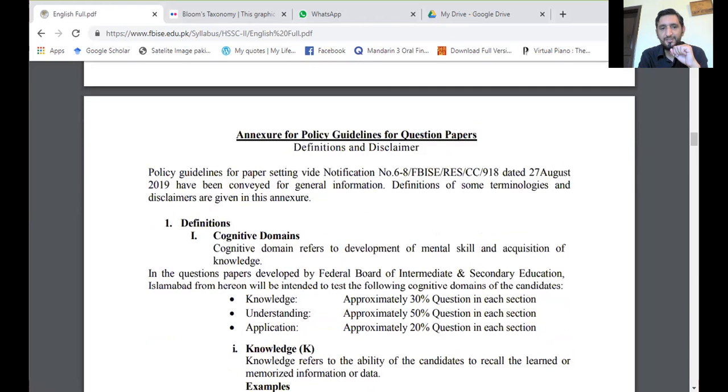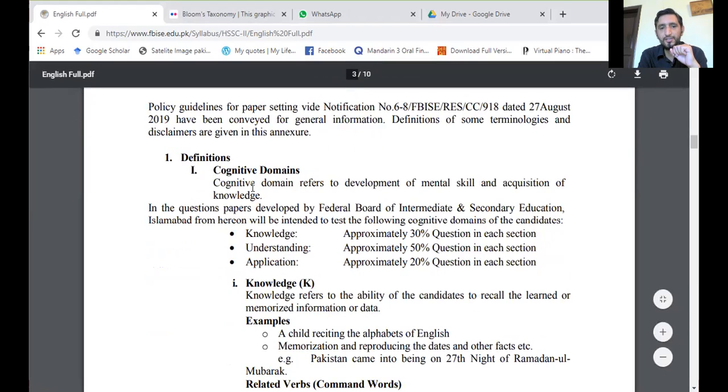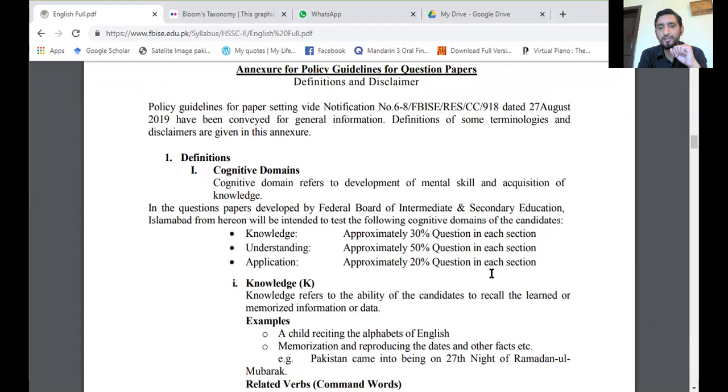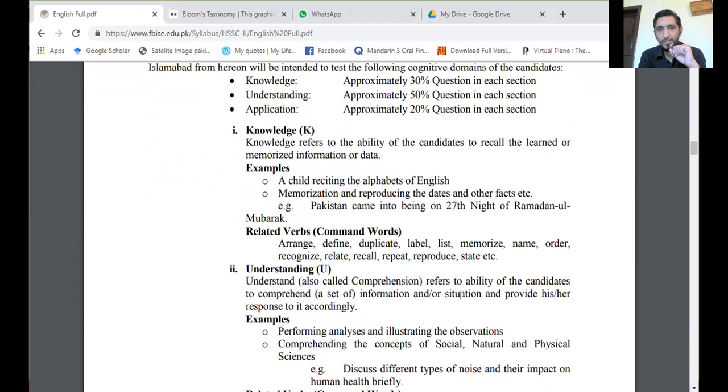So here are some definitions. Cognitive domains: knowledge, understanding, and application. These are called cognitive domains. The distribution is again given here. Knowledge is only 30%, just facts. Earlier it used to be 100%. Understanding 50%. Remember that comprehension question? And then application. Remember writing an essay or writing a report. That is an application to demonstrate your skills, that you have developed certain skills in English language.